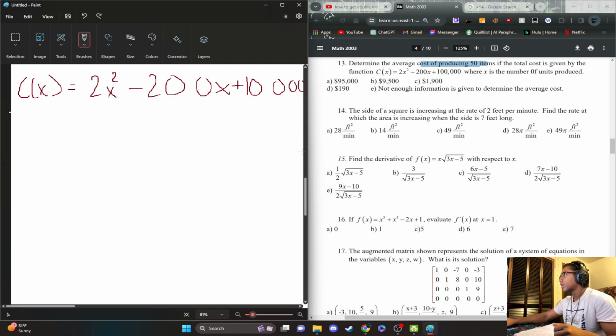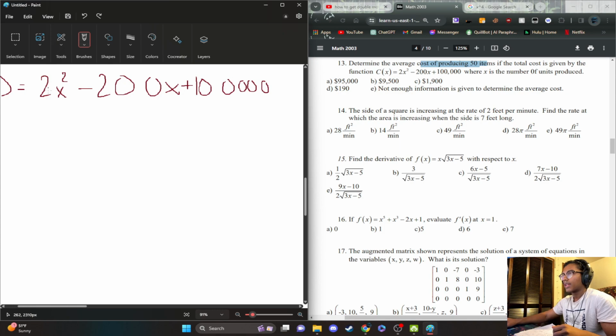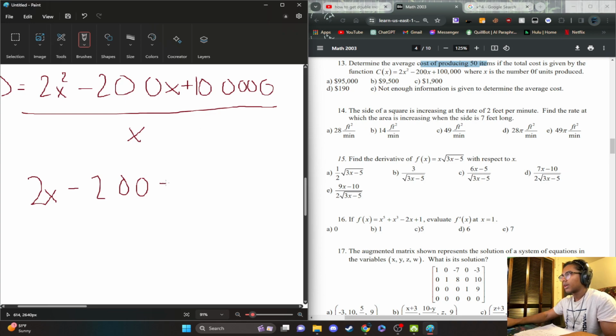Now this is the cost function, right? To find the average, you take the cost function over x. This would give you the average. So let's find the average of this function right here, divided by x. When you divide by x, you take an x out of this term, so you get 2x right here. You take an x out of this one, and you get 200 right here. And for the last one, let's just leave it at 100,000 over x.